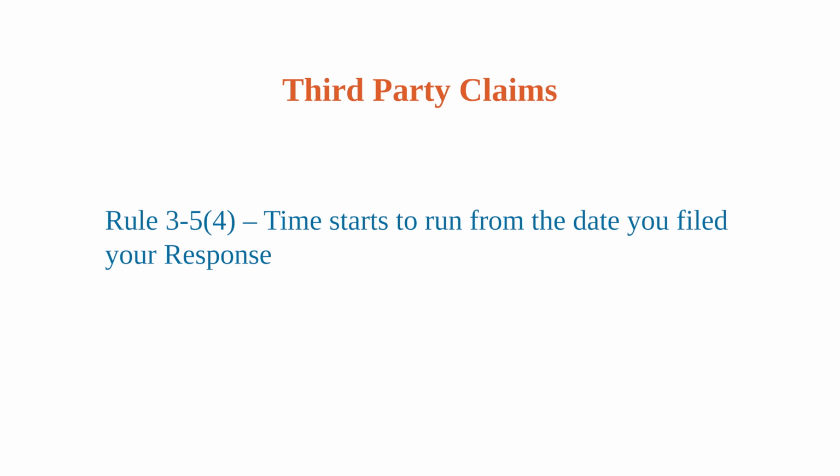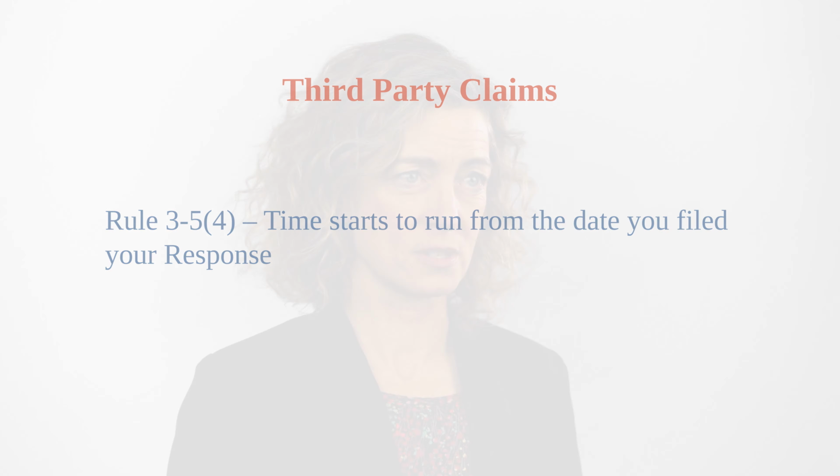Rule 3-5(4) was recently revised to allow more time to file third-party notices. Now you have a bit more breathing room. Time starts to run not from the date of service of the notice of civil claim, but rather from the date you filed your response. Now you have up to 42 days after filing your response to file your third-party notice without leave of the court.